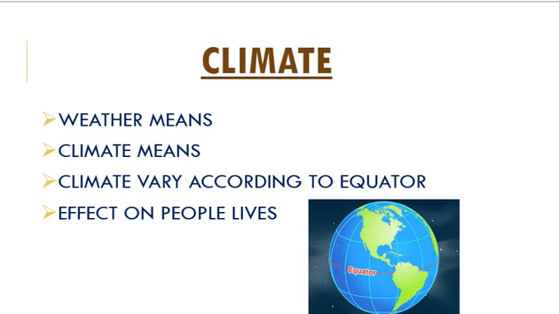Now, second point, what does climate mean, or what is the meaning of climate? Climate means the weather condition in a region over a long period of time. For example, the climate of northern Pakistan is cold, whereas the climate in most parts of the Punjab is dry, but during the monsoon season it rains a lot.